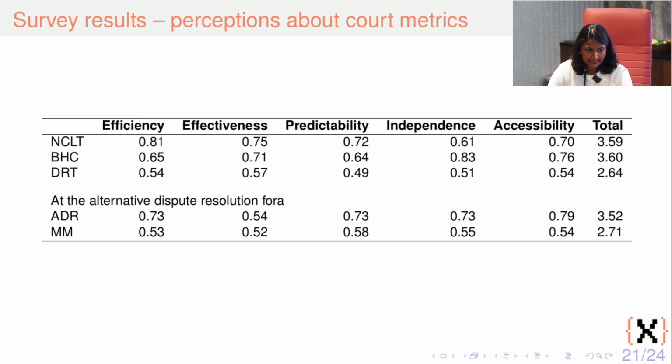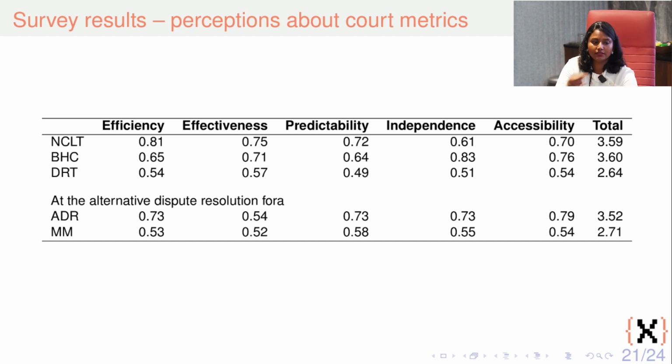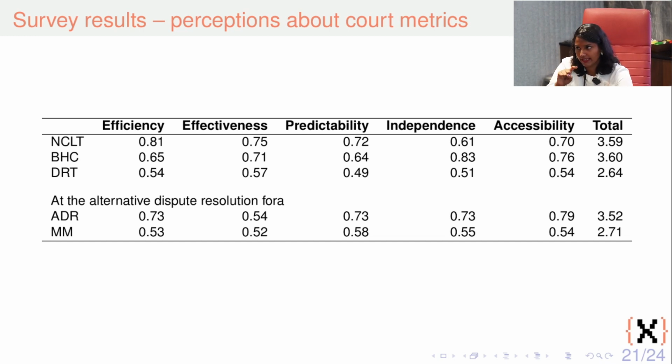So let's look at NCLT, right? NCLT seems to be ranking the highest on efficiency. However, it's ranked the least, 0.61, on independence. Each of these metrics gets a maximum of 1 point, so it's 0.81 out of 1. And the maximum score a particular court can get is 5. So in total, NCLT has gotten a score of 3.59 of 5.